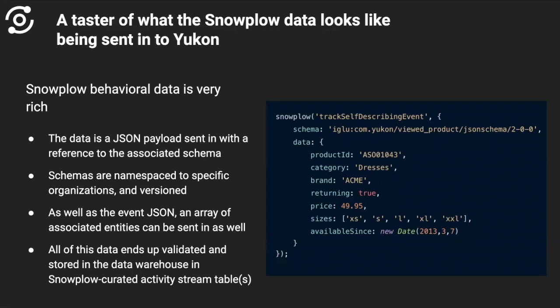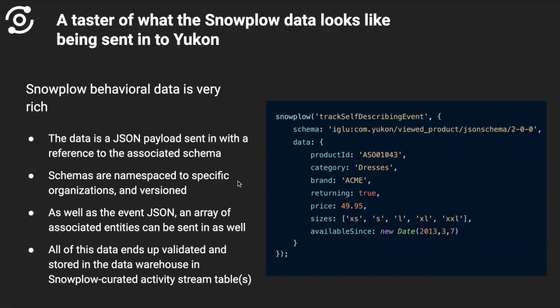The data is a JSON payload, and it is sent in, as you can see here, with a reference to the associated schema. That schema is namespaced, so you can see that it belongs to com.yukon, and it's also versioned. And that's really important because that versioning allows the Yukon team to evolve their definitions of these structures, of these events and these entities, over time. And the way that Snowplow works is you can be sending in different versions of those events and entities simultaneously at the same time. So Snowplow can progressively, gracefully evolve different data structures that you're sending in as your understanding of the business problems you're trying to solve evolves.